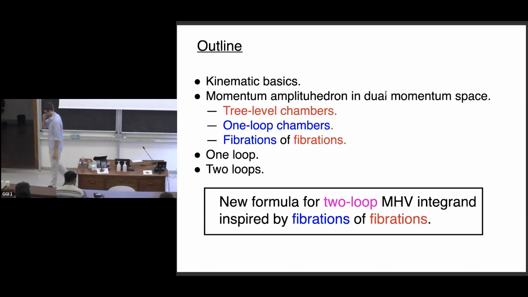So an outline of the talk today. I'm going to begin with some basic kinematics, just to recap. Then I'm going to move on to the definition of the momentum amplituhedron, focusing on its description in dual momentum space. And if you get one thing out of the talk today, I hope it is that you understand what I've written in color. So I hope you understand what I mean when I say tree level chambers, one loop chambers, and the idea of fibrations of fibrations. And I'm going to demonstrate the definitions through some examples at 1 and 2 loops.